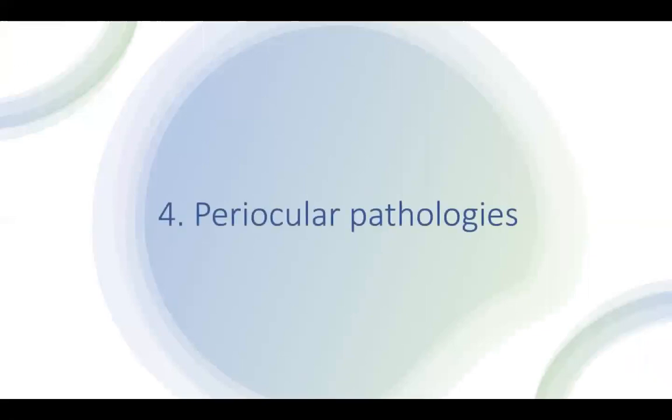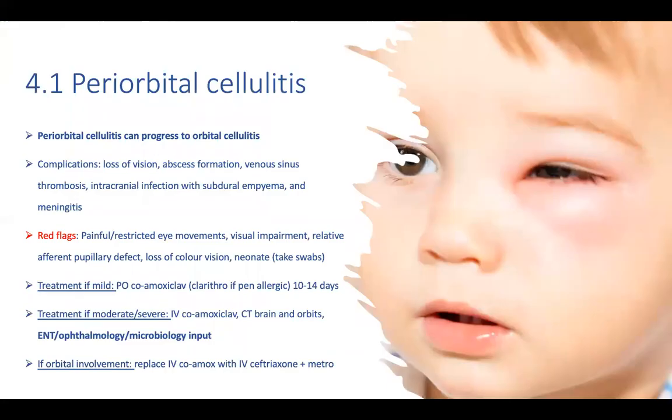Moving on to periocular pathologies. Periorbital cellulitis is a pathology to be cautious of. This is because it can progress to orbital cellulitis, which is a surgical emergency.